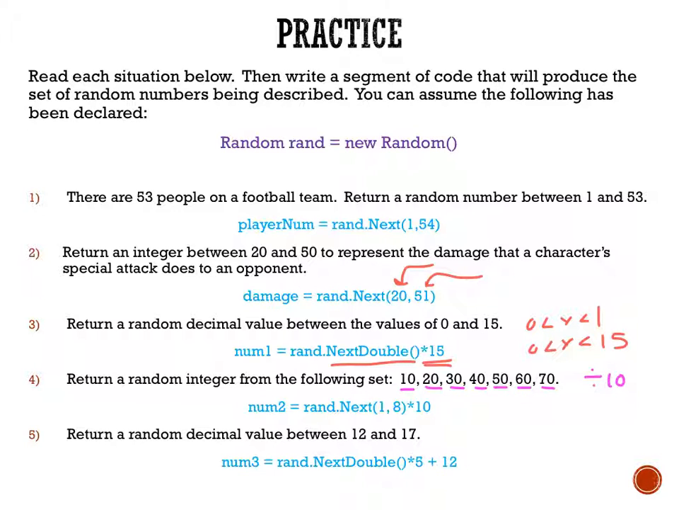If I divide them all by 10, I get the set of numbers 1, 2, 3, 4, 5, 6, 7. And I know how to generate numbers from 1 to 7 that are integers. That's what this piece of code does right here. It generates those numbers, dot next from 1 to 7, by having those parameters of 1 to 8. Then it takes those values 1 through 7, and after they've been generated, it multiplies them by 10. So when it multiplies them by 10, these become 10, 20, 30, 40, 50, 60, 70.